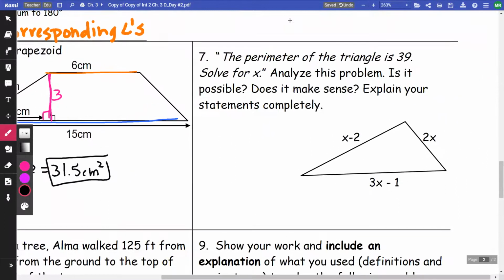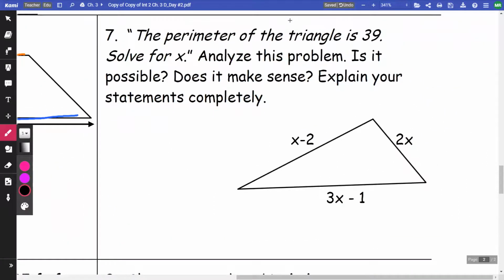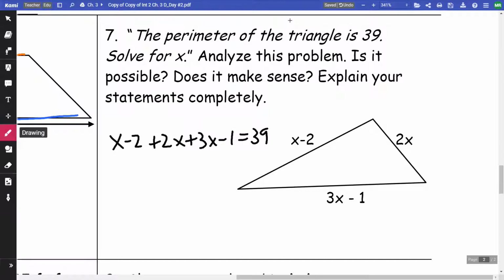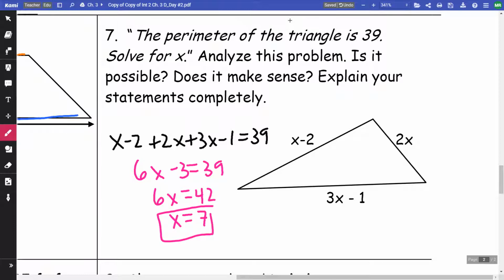On number 7, okay, perimeter of a triangle is 39, solve for x. So I'm going to add up all these sides together. So my x minus 2, my 2x, my 3x minus 1, all adds up to 39. And my x and my 2x and my 3x gives me 6x. My minus 2 and my minus 1 gets me a minus 3. I am going to add 3 to both sides. So I'm going to get 42. I'm going to divide by 6, so I get 7. So x is equal to 7.